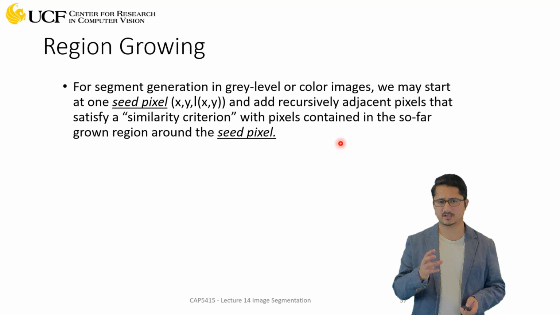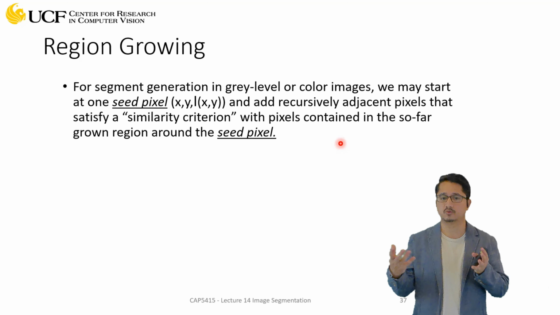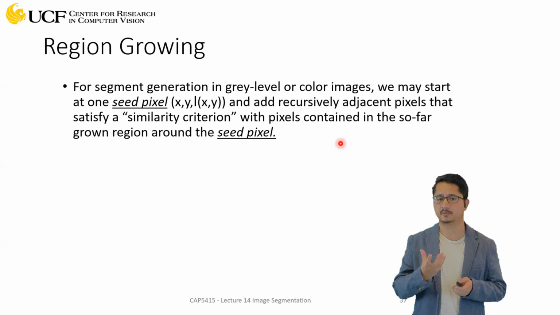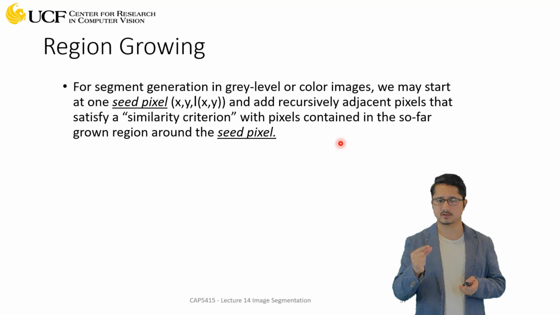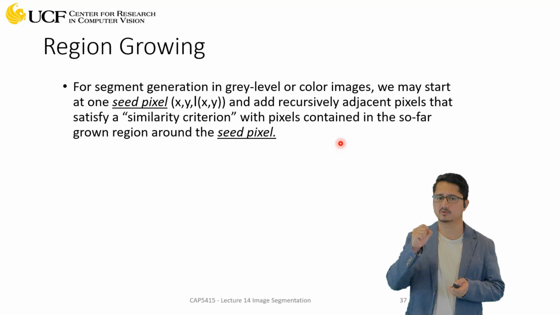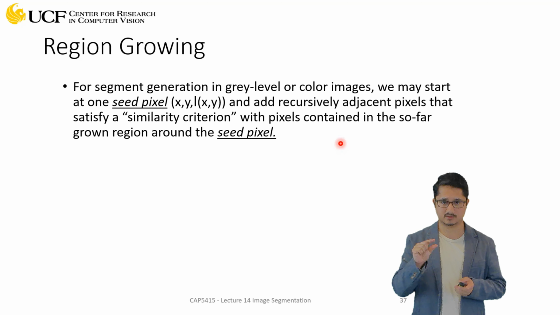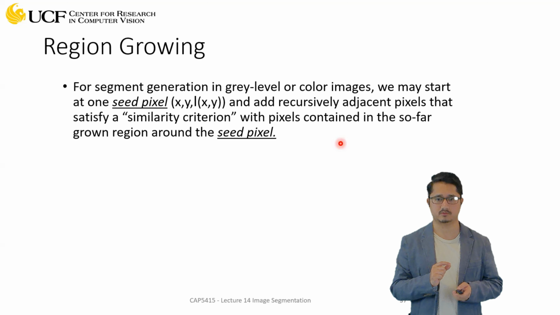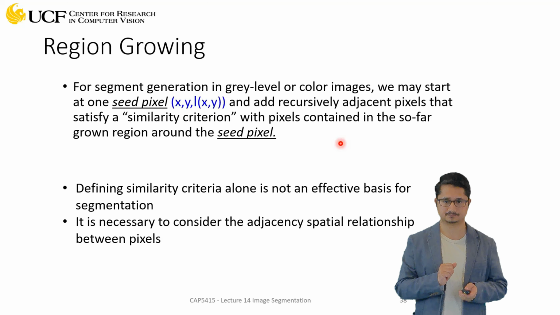And we can have certain criteria. For example, we don't want regions to grow too much, so we can have a limit on the number of pixels in each segment, or we can set some kind of threshold for the similarity computed between two pixels. That threshold will play a very important role when we create these regions.